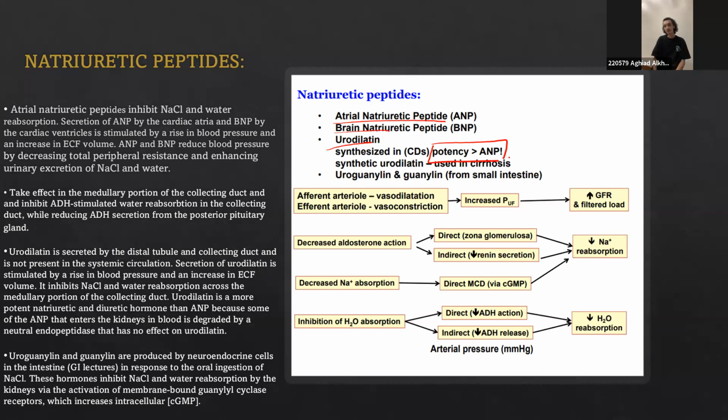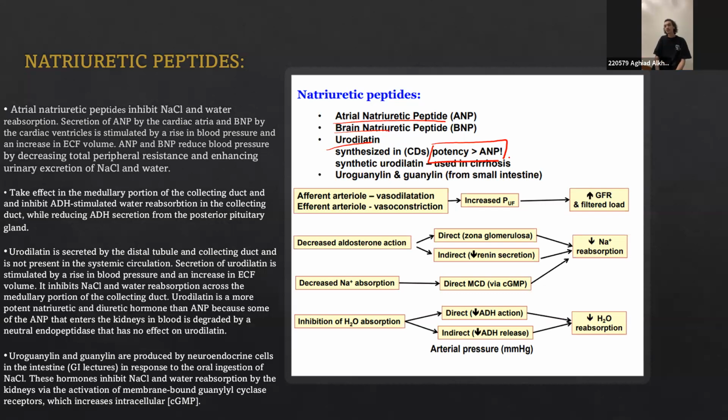So the atrial natriuretic peptide inhibits NaCl and water reabsorption. So you guys get the point I've mentioned before. It inhibits water reabsorption because we have too much. We don't only modulate for when we have too little water. We also modulate when there's too much water. So it inhibits sodium chloride and water reabsorption.